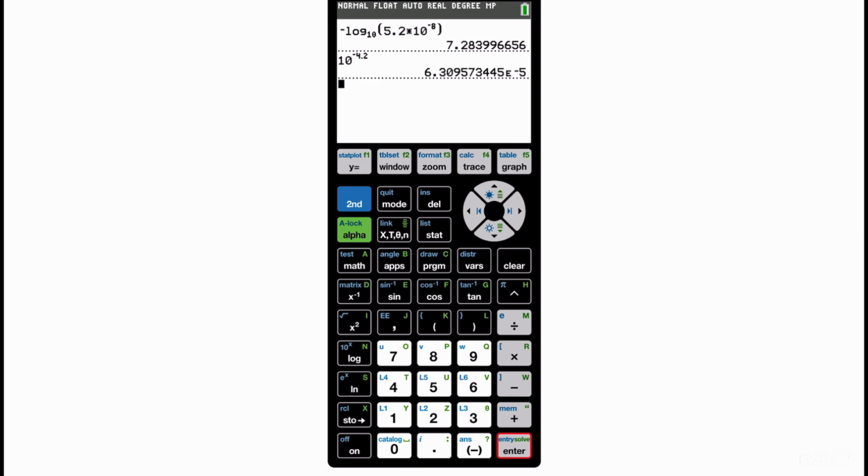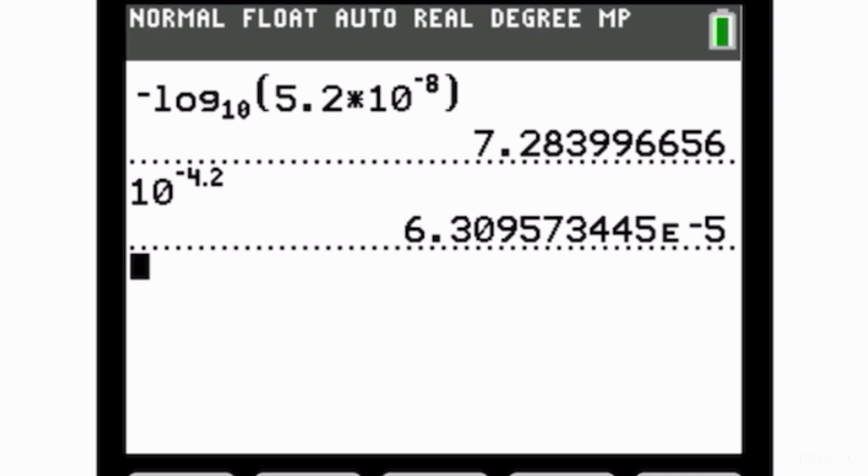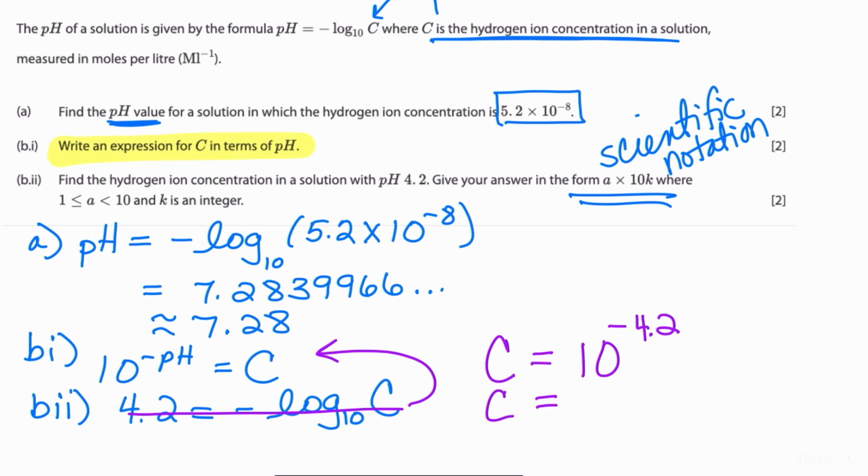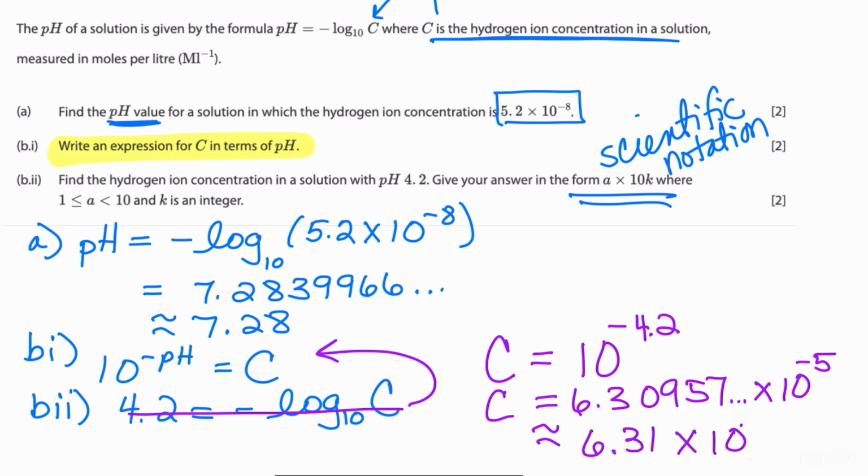That E means that you have to write this in scientific notation, and what comes after the E is the exponent. So this means 6.309573445 times 10 to the negative 5. And you can never write E in your answers because you're going to get penalized for that. You're not going to get any credit. So this means that my answer is 6.30957... times 10 to the negative 5 power, or approximately 6.31 times 10 to the negative 5 power, and that's going to be your final answer.